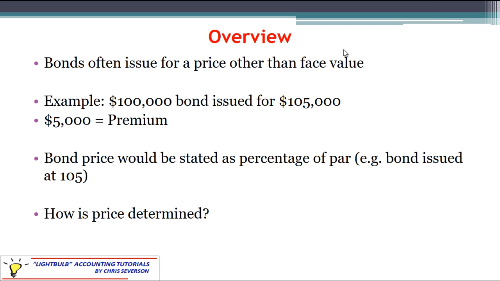Now, the bond price is generally going to be stated as a percentage of the par value. Par value is the face value. So in the example above, that bond would issue at 105, which would basically be 105% of the $100,000 face value. So the question for us today is, how exactly is this price determined?